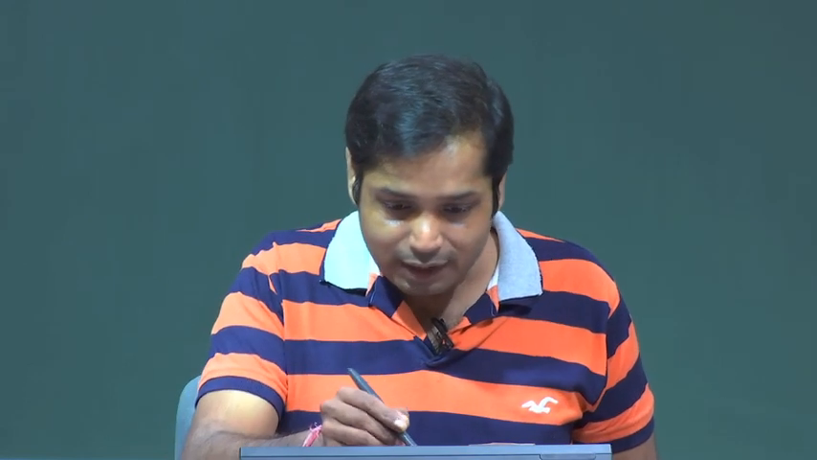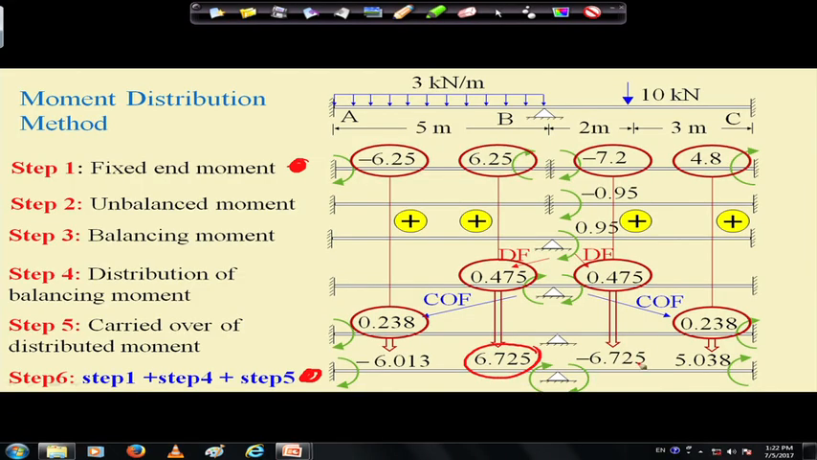Now it is in equilibrium position. You see, this is positive 6.725, this is negative 6.725, and they can balance each other. So this is the final status, at least for this problem. But it may so happen that after one cycle you may not get the equilibrium stage, and in that case you need to repeat the process. That will be demonstrated through some example.